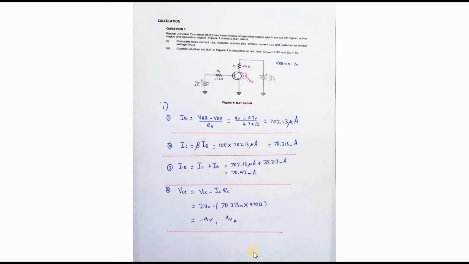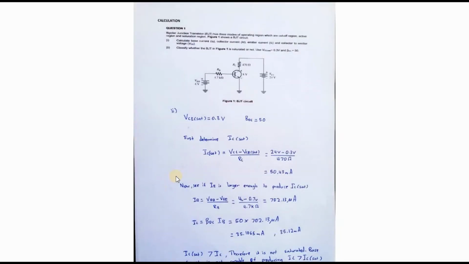Next, for part 2, we will have to determine whether this circuit is saturated or not. It is given that the VCE saturation is 0.3 volt and the beta DC value is 50. To determine it, first we have to know the IC saturation. To find the IC saturation, we must use the formula VCC minus VCE saturation, which is already given 0.3 volt, over RC, which is 470 ohm. So 24 volt minus 0.3 volt over 470 ohm, we will get the value 50.43 milliampere.